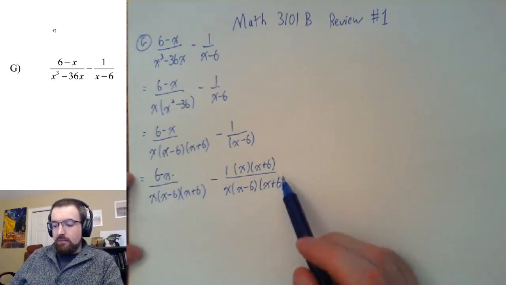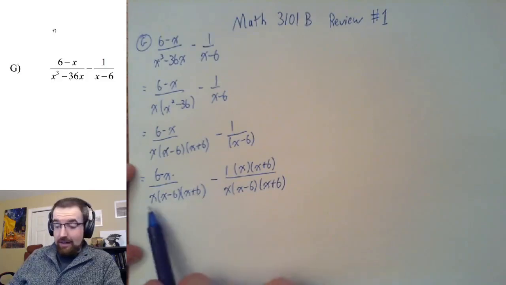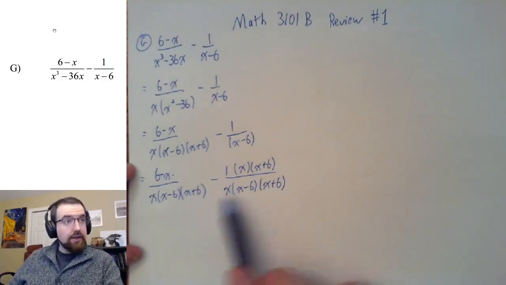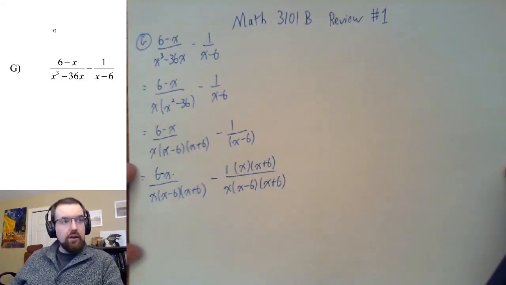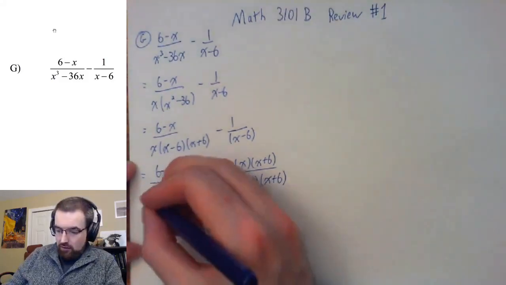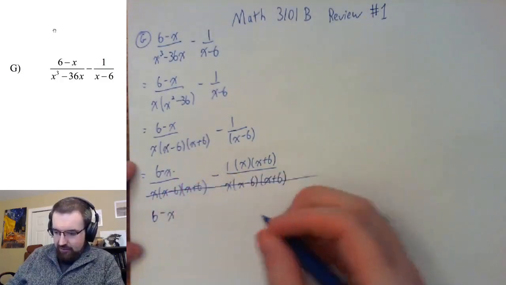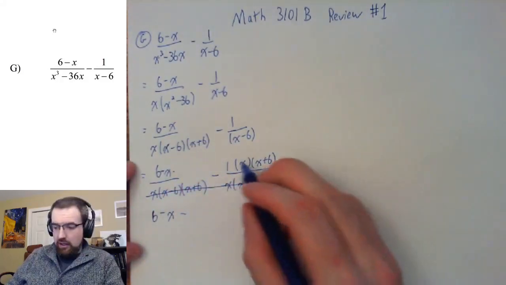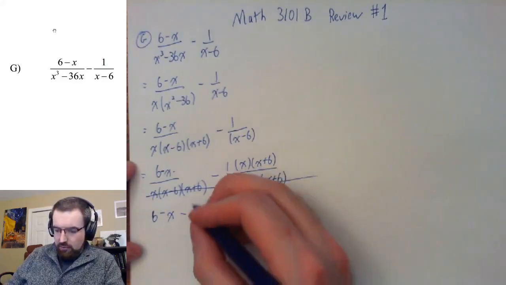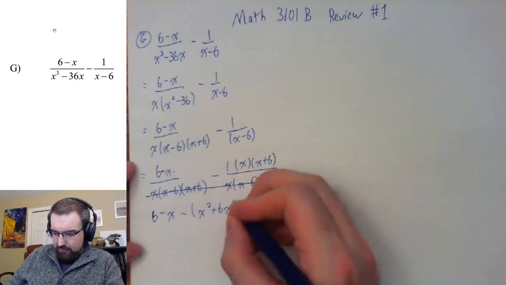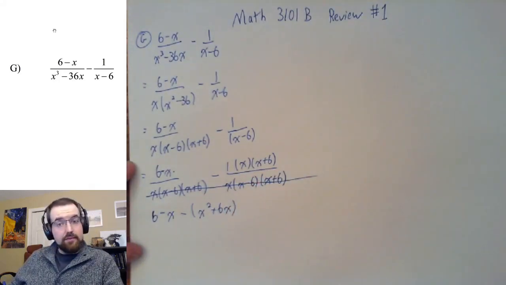So now I can just get rid of all these denominators because the denominator is the same here, the denominator is the same here. I can just strike them all out. So we're left with 6 minus x minus, and now what's all this multiplied together going to be? Minus x squared plus 6x, right?